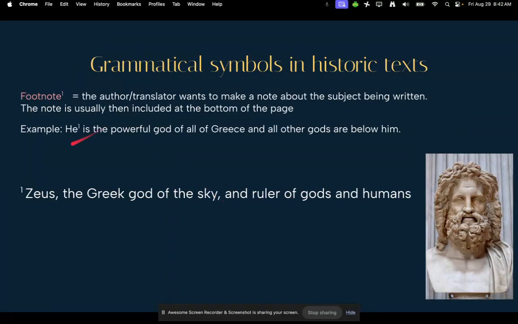You may also see footnotes. So footnotes is when the author or translator wants to make a note about the subject being written. The note is usually then included at the bottom of the page.